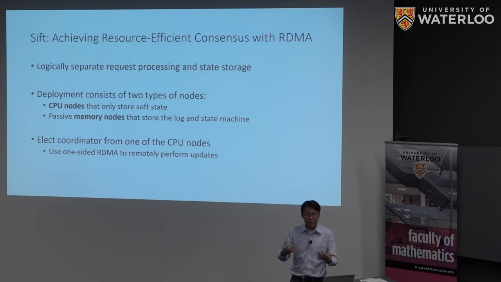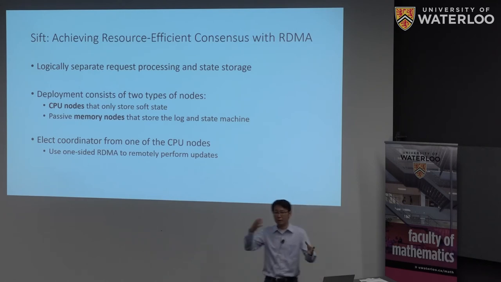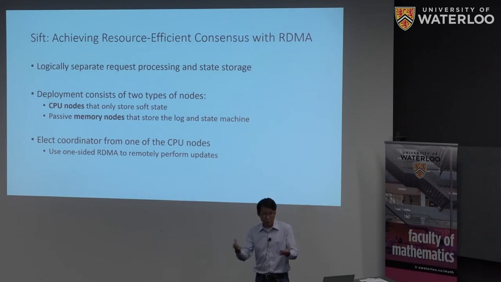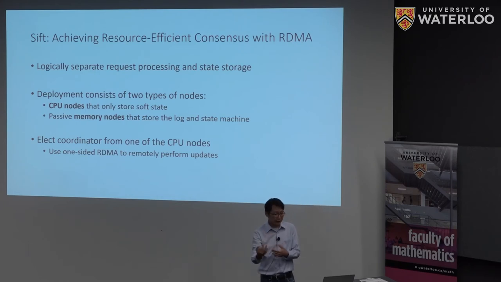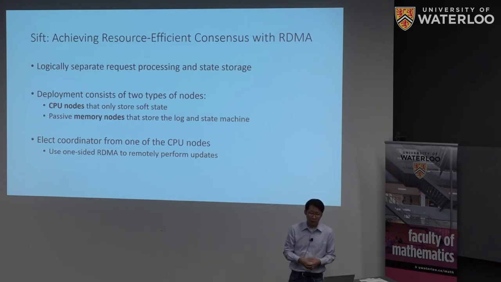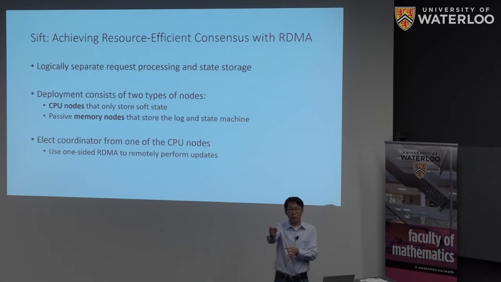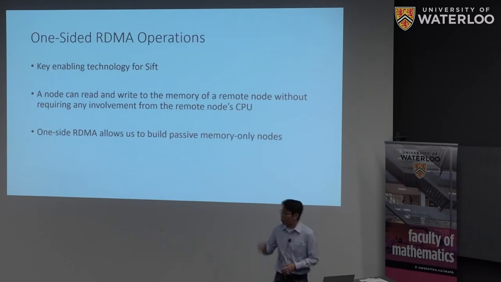And ideally, the price of a CPU-only instance and the price of a memory-only instance together should really be about the same as the price of a CPU plus memory instance, although obviously that depends on the charge model, the pricing model of the different cloud providers. The CPU nodes in the system are used as coordinators and backup coordinators, but instead of communicating with the memory nodes over something like TCP, we use one-sided RDMA to allow these CPU nodes to directly read and write to the memory of these memory nodes. Okay? So one-sided RDMA is a key enabling technology for this particular work.